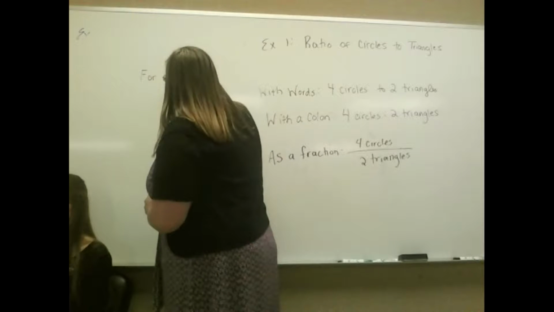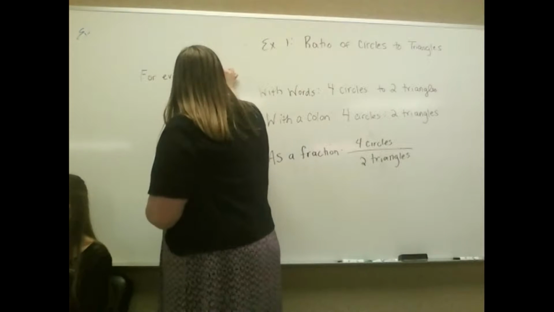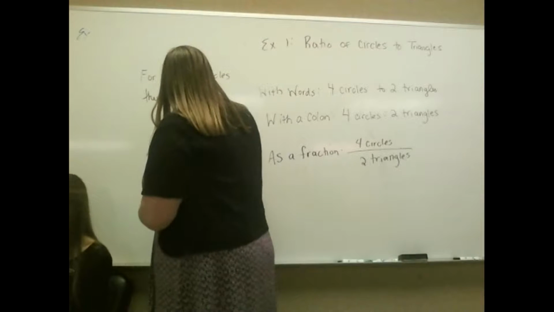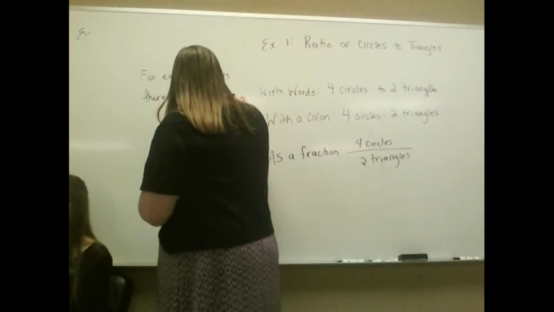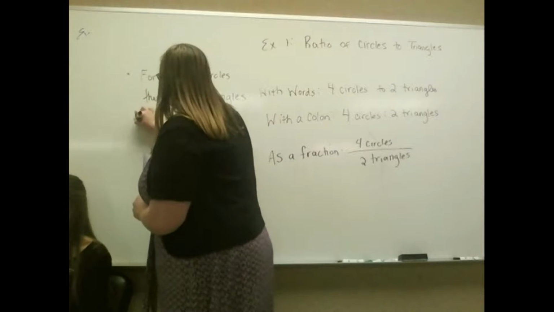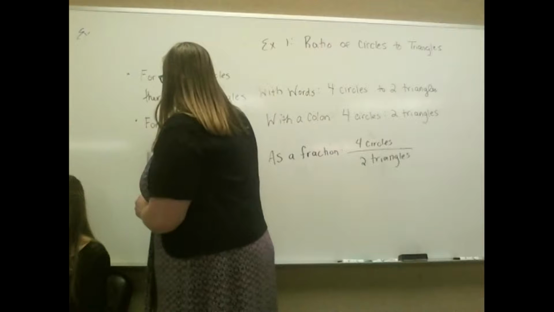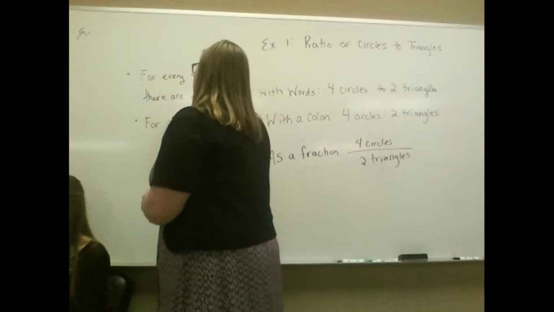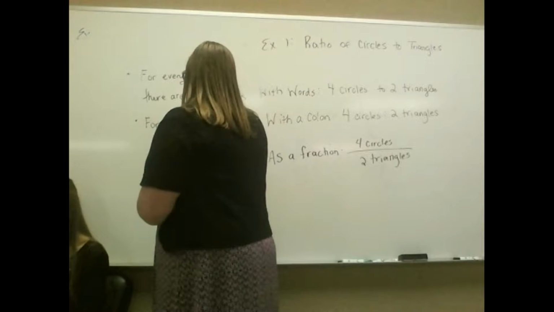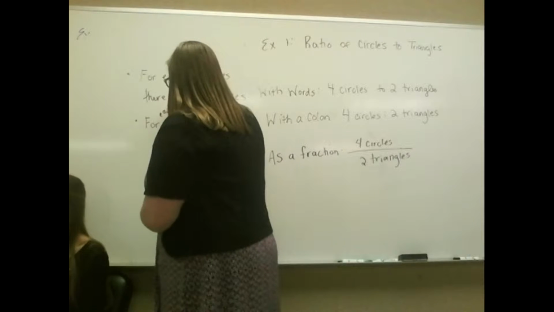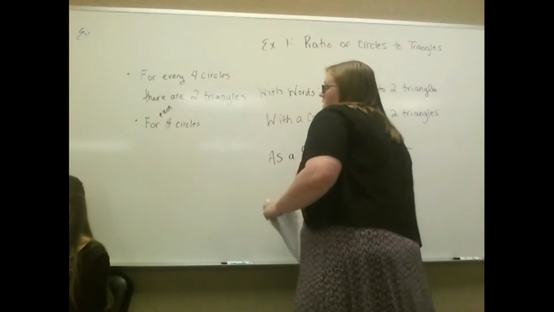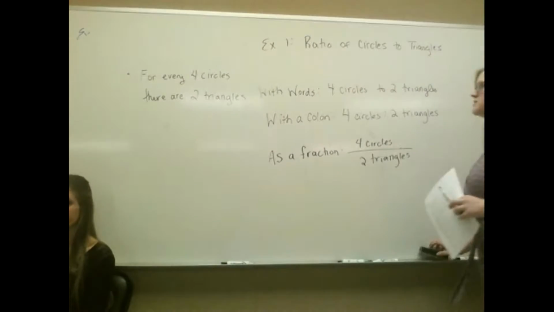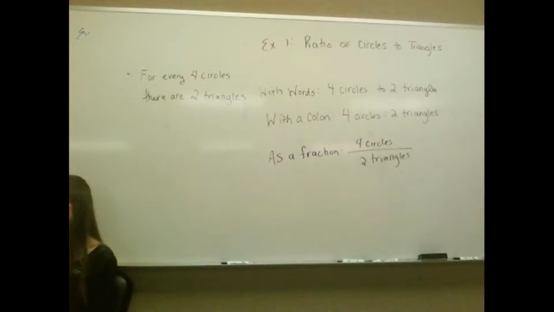For every 4 circles, there are 2 triangles, or you can say it as, for, how do I do this? For 4 circles, where is this? For every there. Let's just leave it with that one. The other one's more wordy and kind of weird, so I think I'm just going to stick with that one.